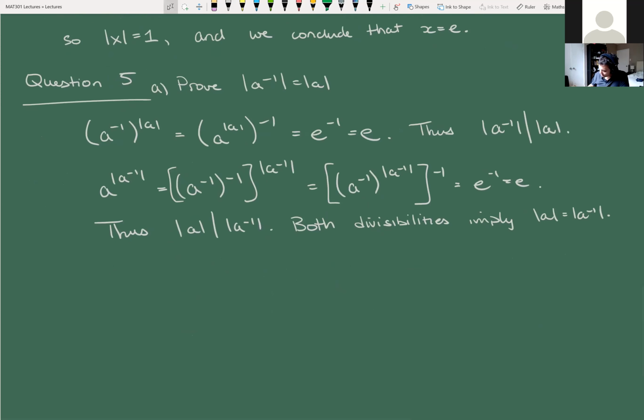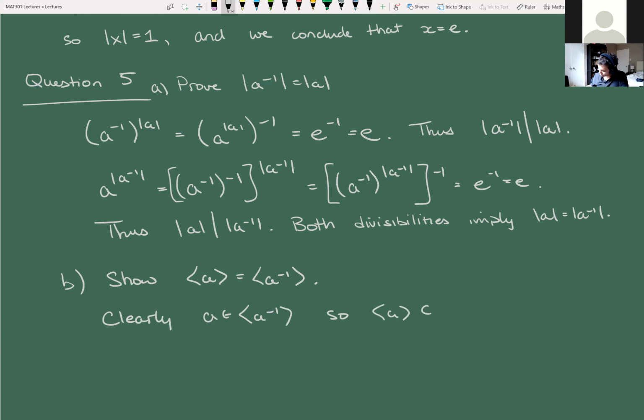For B, B is actually even easier because you're trying to show that these two sets are equal. And I really don't think there's much to do. Clearly, A is in the subgroup generated by A inverse. So that gives you this inclusion. And vice versa.